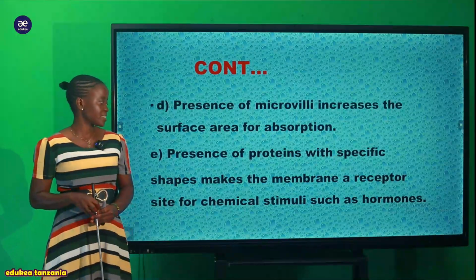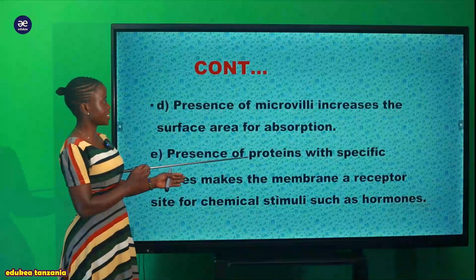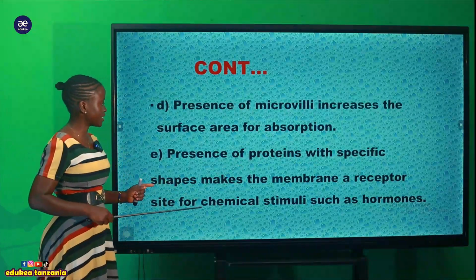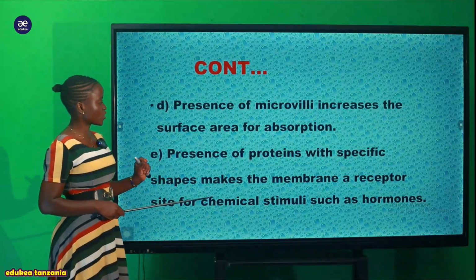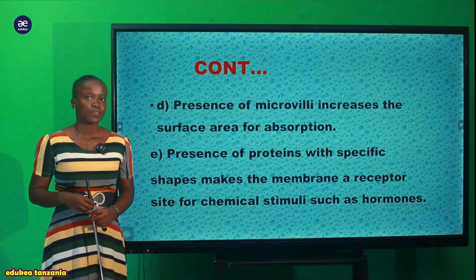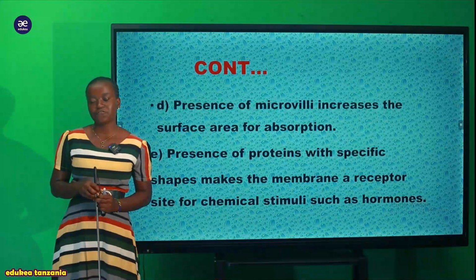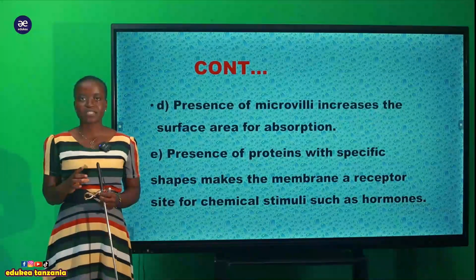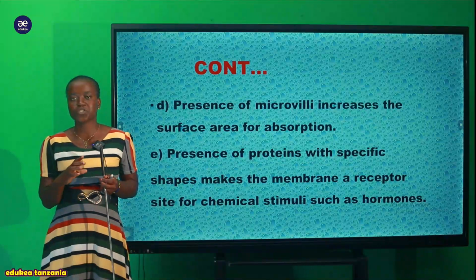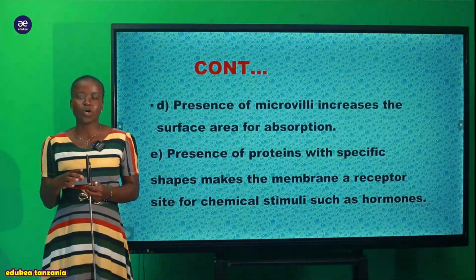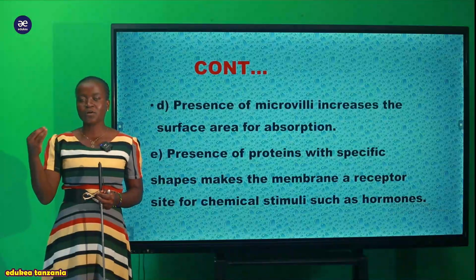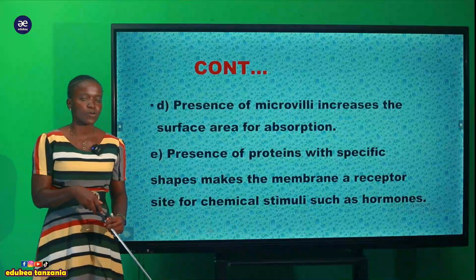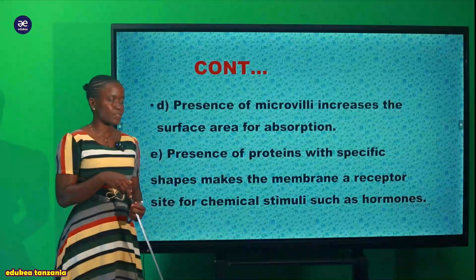Another adaptation of the cell surface membrane, we can say that the presence of proteins with these specific shapes makes the membrane a receptor site for chemical stimuli such as the hormone. So in the functions of the cell surface membrane, we have seen that one of the functions is that the cell membrane helps in transmission of impulses or hormonal impulses. So how are those hormonal impulses transported? Here it is due to the presence of this structure that is chemical, or that thing that is a protein.